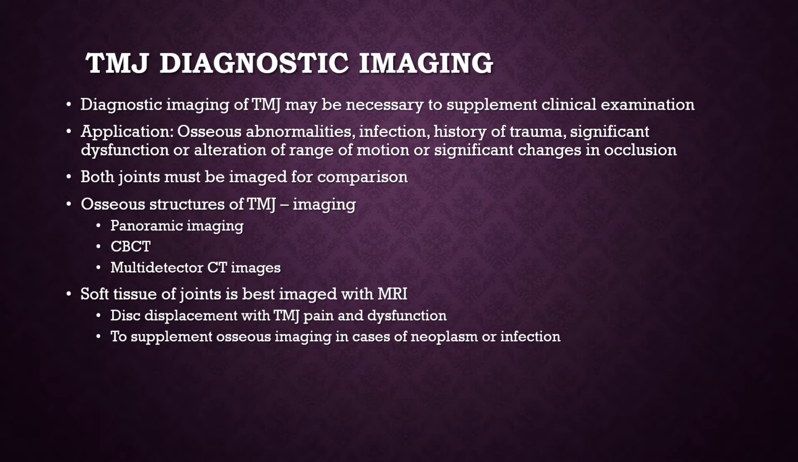For osseous structures of the TMJ, the preferred imaging modality would be either panoramic imaging or more detailed, higher resolution images like CBCT or multi-detector CT images. Whereas soft tissue of the joints is best imaged with MRI, especially in conditions like disc displacement with TMJ pain and dysfunction, and to supplement osseous imaging in cases of neoplasm or infection.